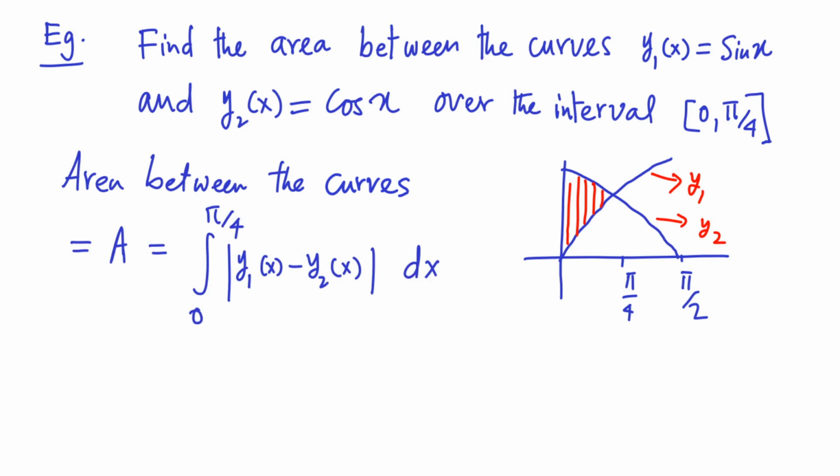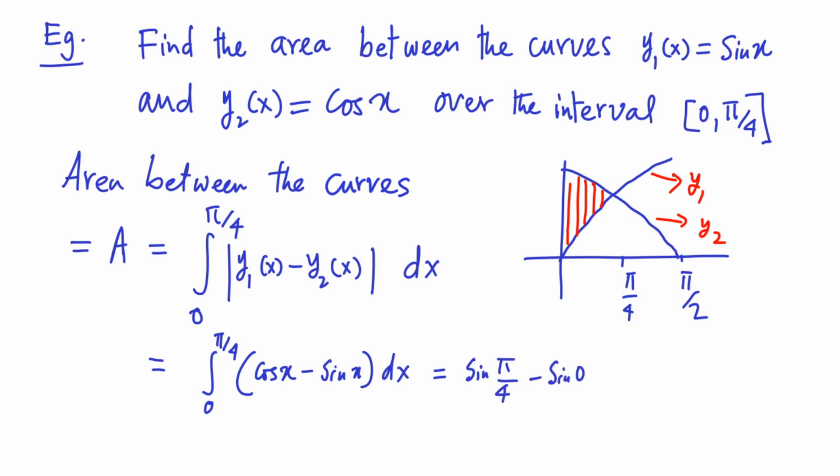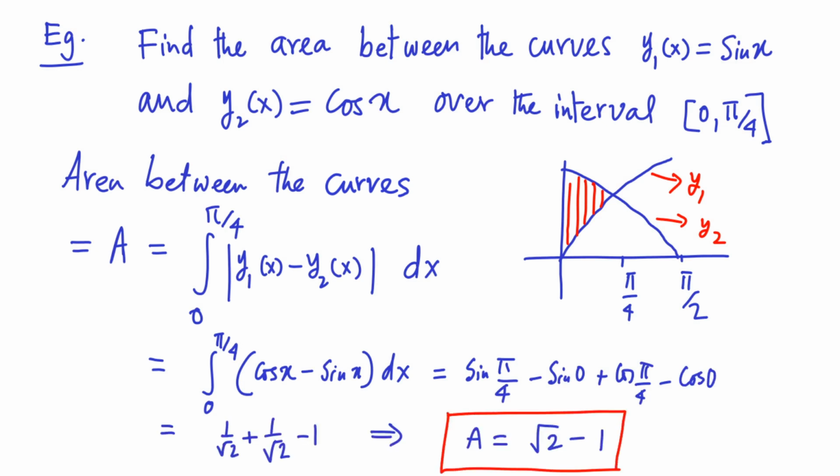Between the interval 0 to pi by 4, cosine x is greater than sin x. Therefore, we can evaluate this definite integral as you see it here, which gives the area to be square root of 2 minus 1.